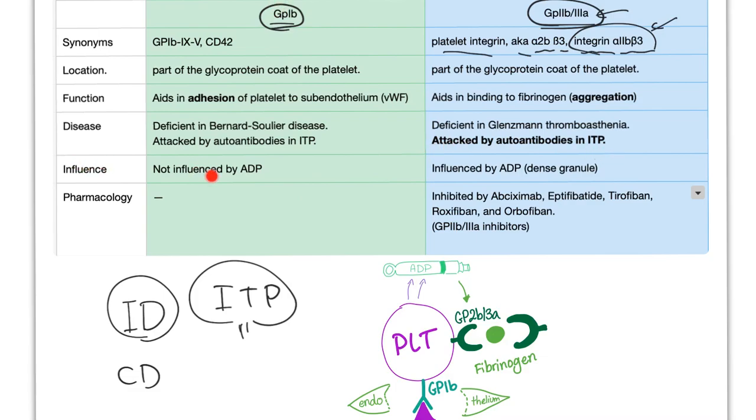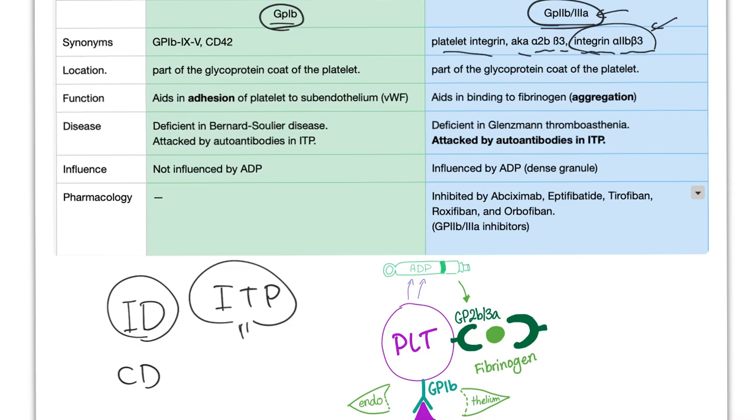Influence. GP1b is not influenced by ADP. However, GP2b3a is influenced by ADP. I call it the whistleblower because it whistles for other platelets to come and aggregate, and part of the dense granules, not the alpha granules.